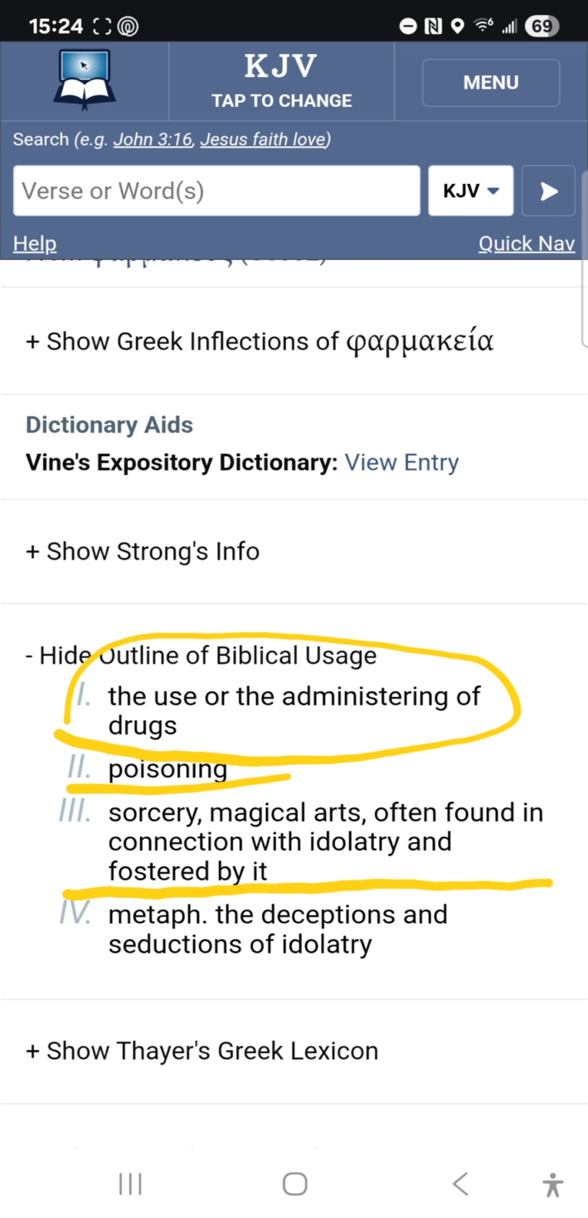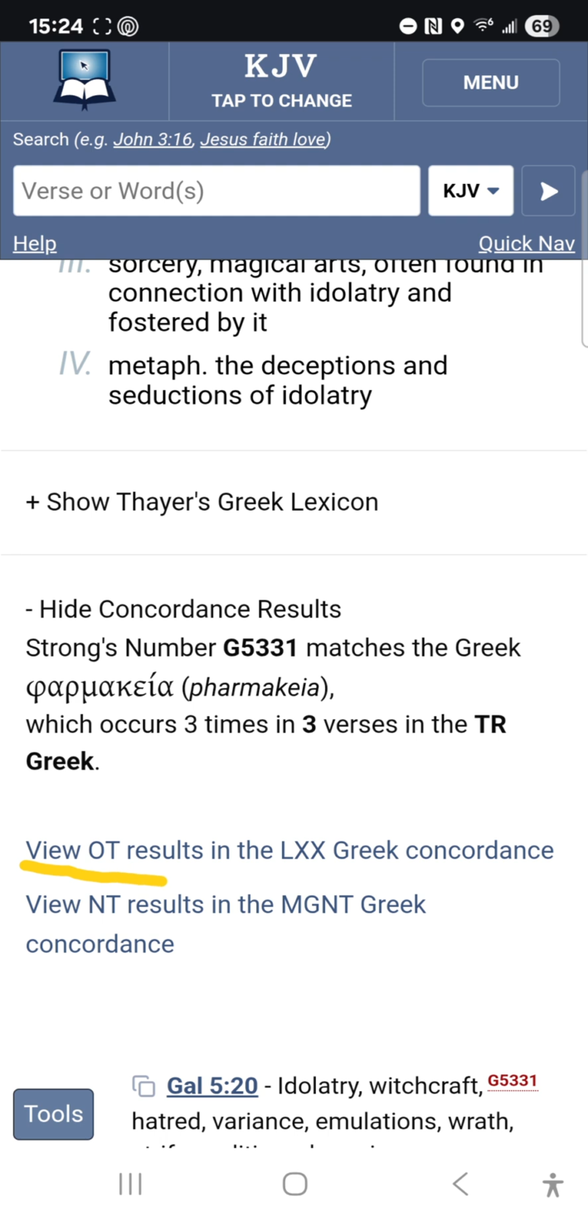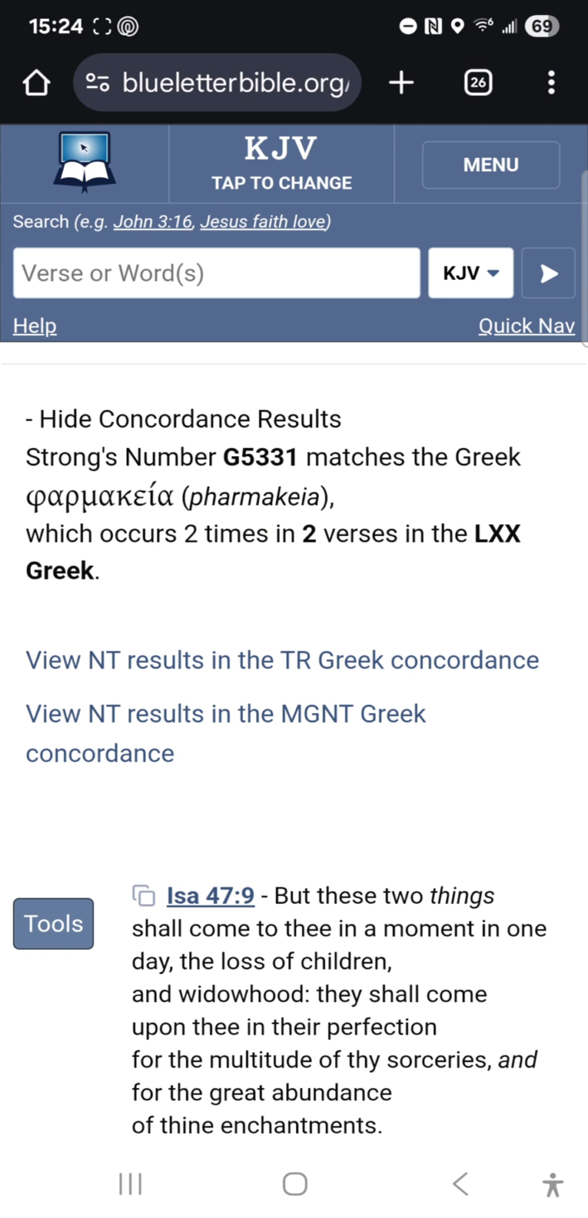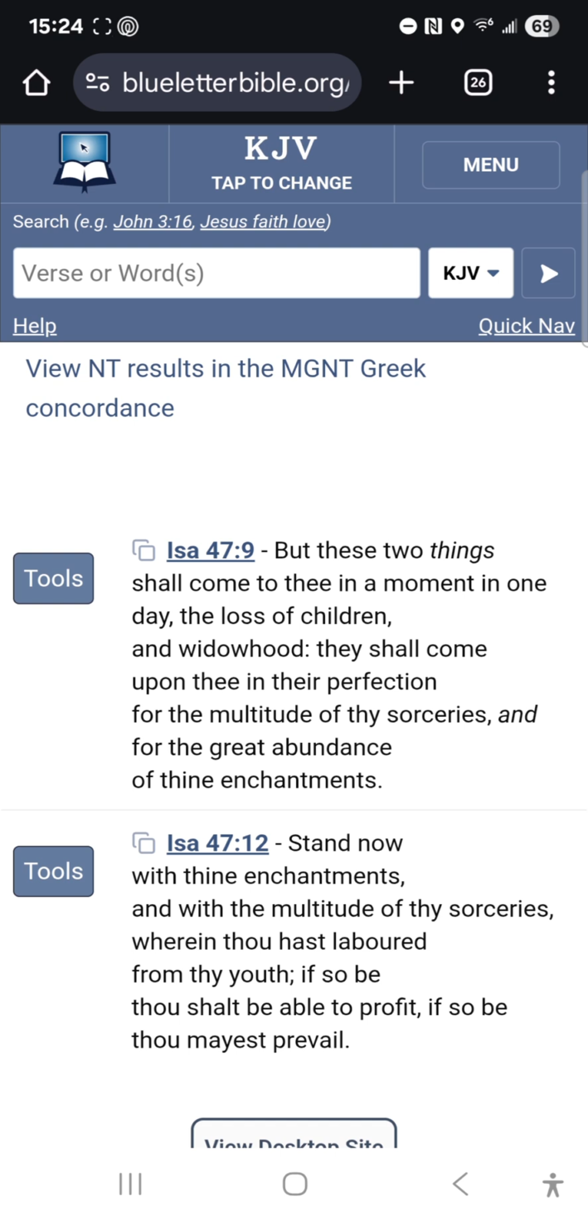But what I do is I go down here where it says view Old Testament results in the Greek Septuagint Concordance. This is going to show this word in what we call the Old Testament and how it's used. It'll also show you what the Hebraic word is for this Greek word. So you click on that, and it brings up both of the verses that this word is used in. If you read both of them, they both say something to the source of sorceries in the English.